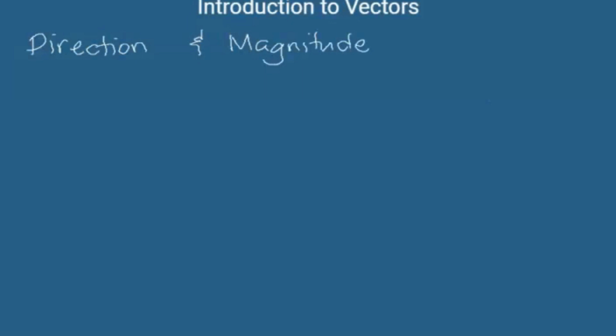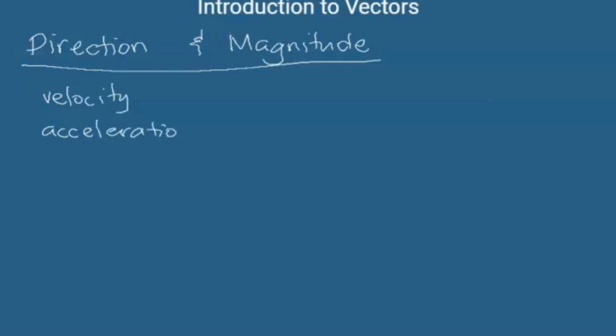So quantities that have direction and magnitude are velocity, acceleration, force, momentum. These are just examples of vector quantities.